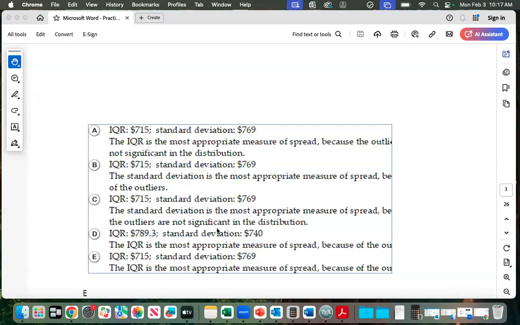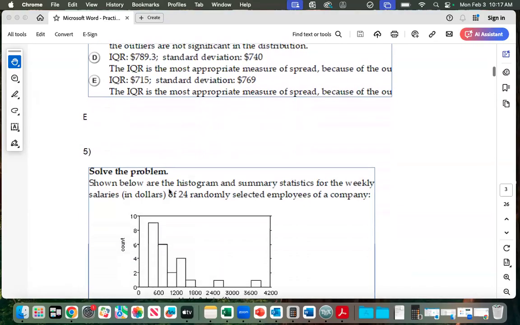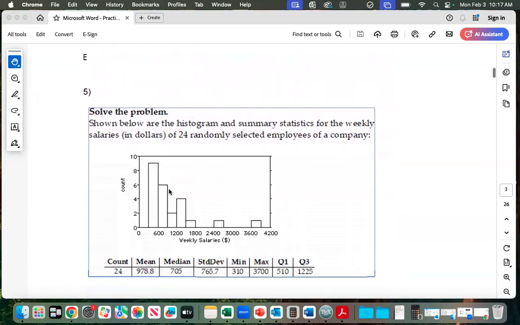But we know that the IQR is the best measure of spread because whenever we have outliers or skewed distributions, the IQR is able to withstand or resist those outliers. I think the printing here is not complete, but that is what they are trying to put across. So the answer is E. Let's get to this data here.